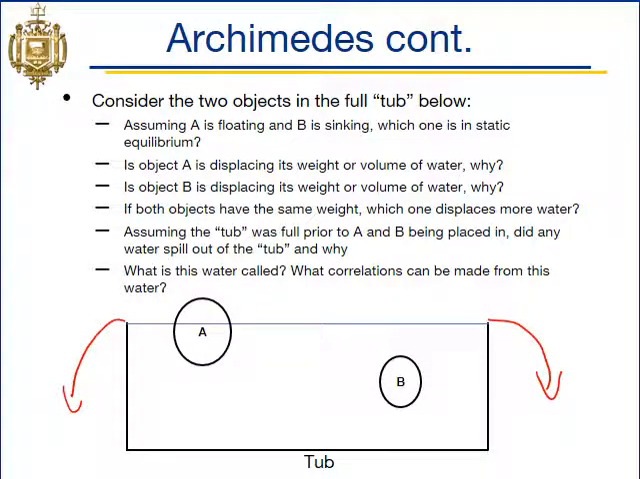And what correlations can be made from this water? Well, for object A, if we collected the water that's displaced when object A is placed in, the weight of that water would equal the weight of A. For object B, if we placed object B in the water, it would displace its volume. So if you collected the water and weighed it and made some correlations, you could figure out the volume of B.